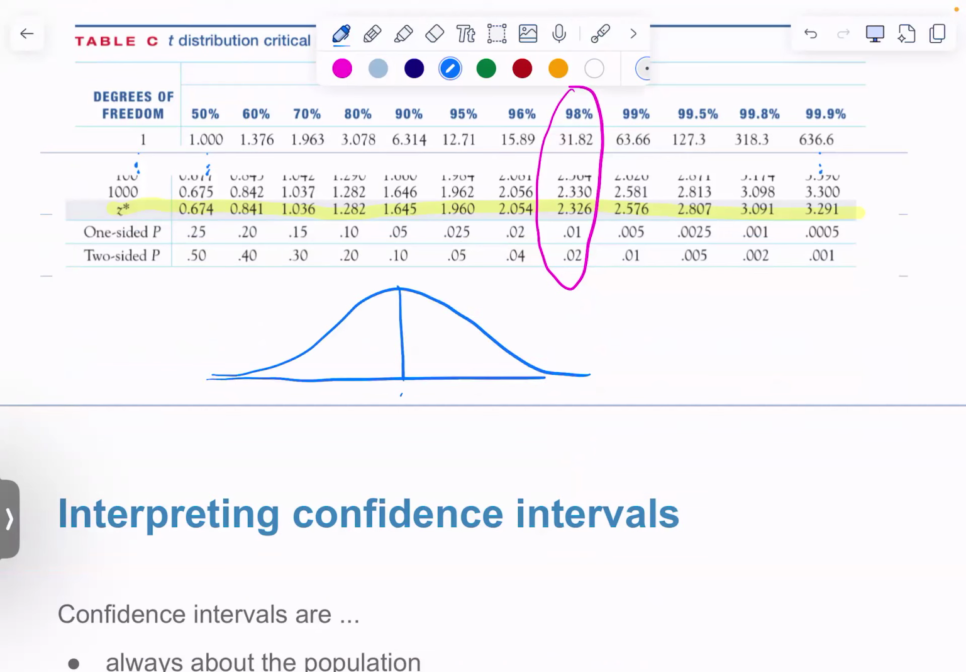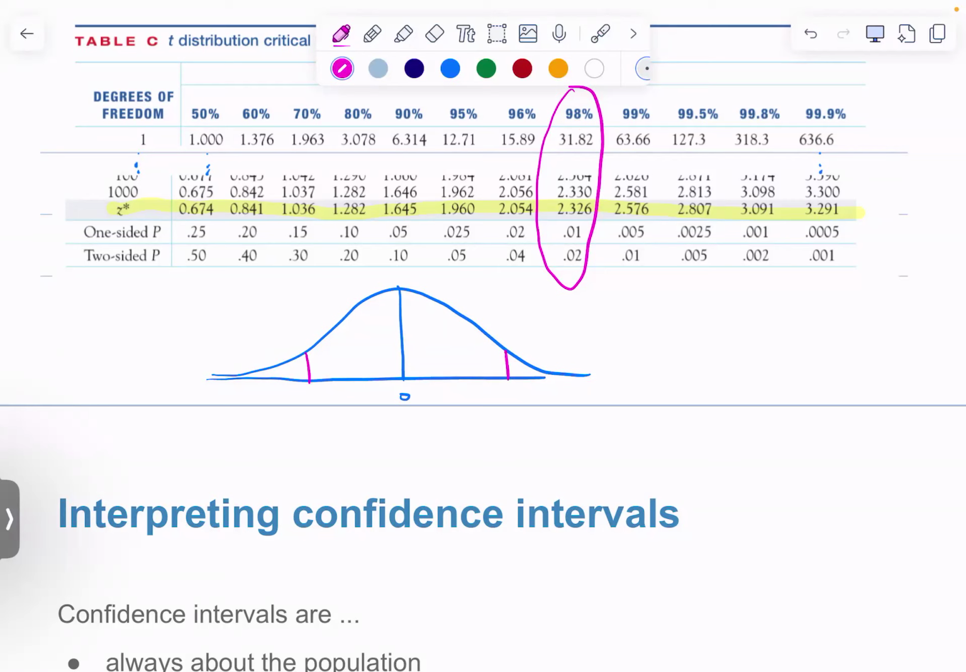Our Z is still centered on 0. Can the P's, so the P's can have different numbers on the start? Yeah, but they match up with the percentage up top here. So let me show you.